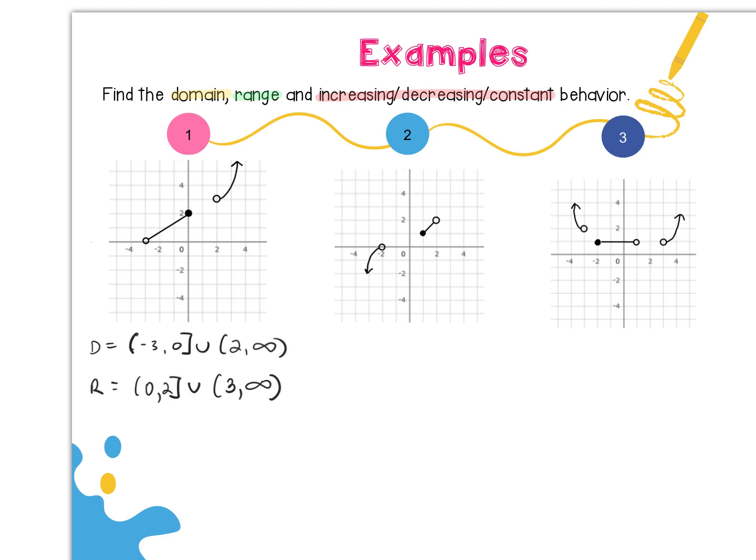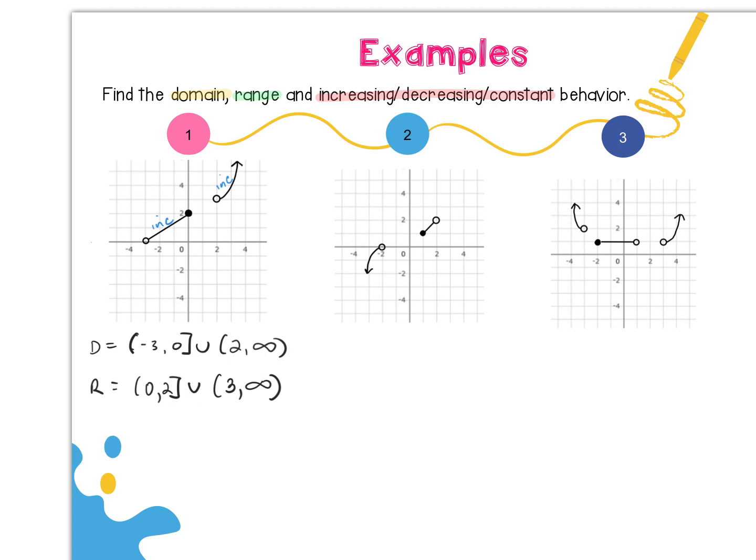And again, remember that as you move from left to right, if your graph is going up, this is an increasing piece of the graph. Then I notice that I keep going over here to the right, and as I move to the right, my graph is going higher and higher. So again, this is also increasing.